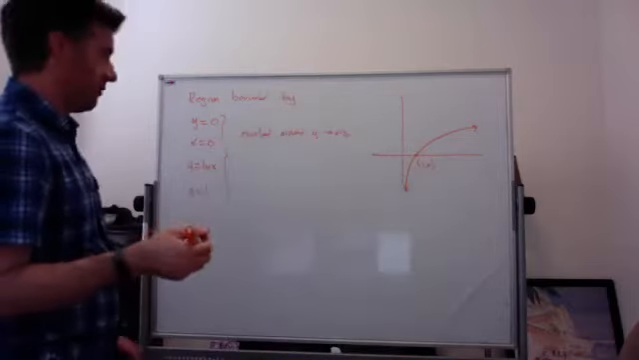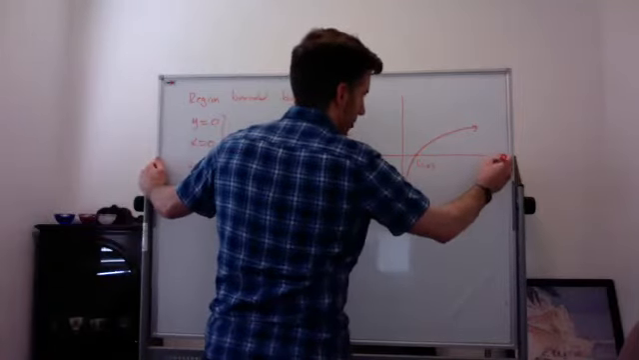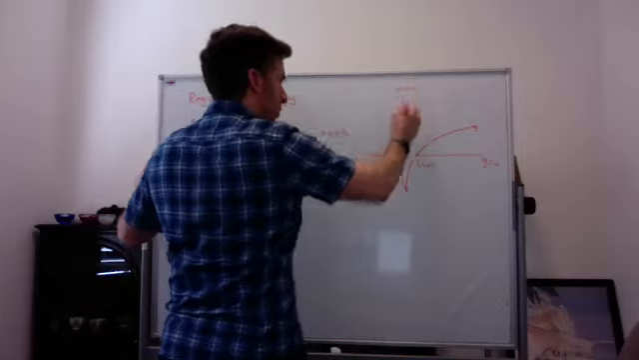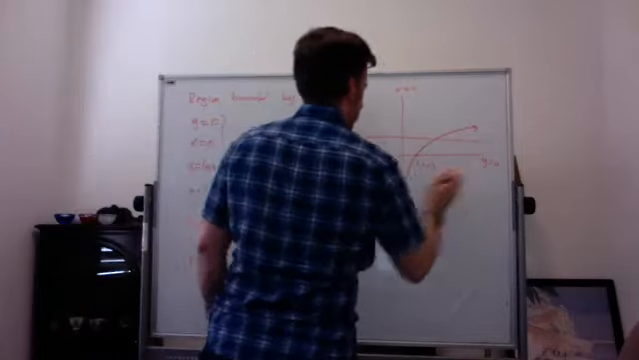Okay, so I've got that function, and then I've got y equals 0, which is just the x-axis. Right? So there's y equals 0. I've got x equals 0, which is the y-axis. I've got y equals 1, which is a horizontal line right there.